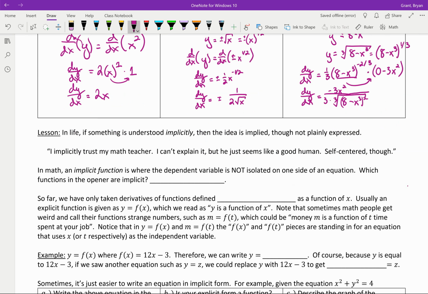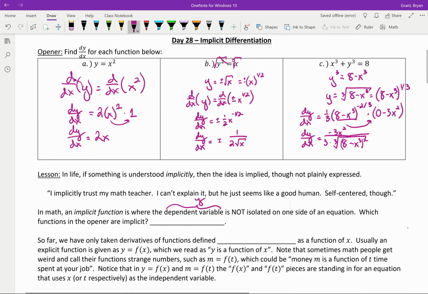Let's start by talking about what it means for something to be implicit. If something is understood implicitly, then the idea is implied and you still understand it, even though it's not actually said out loud. For example, I implicitly trust my math teacher. I can't explain it. He just seems like a good human, a little self-centered, but seems like a good guy. Cool. If something is stated explicitly, it's written out or said out loud, and that's our difference between implicit versus explicit. In math, an implicit function is where the dependent variable, and a lot of times our dependent variable is y, is not isolated.